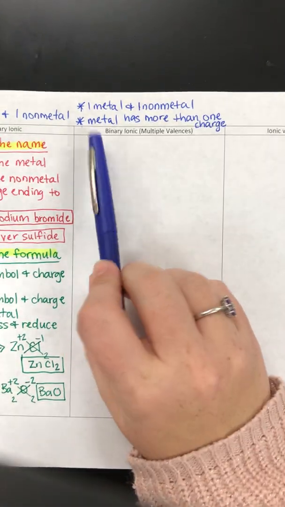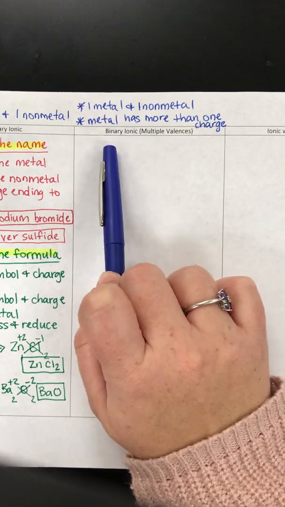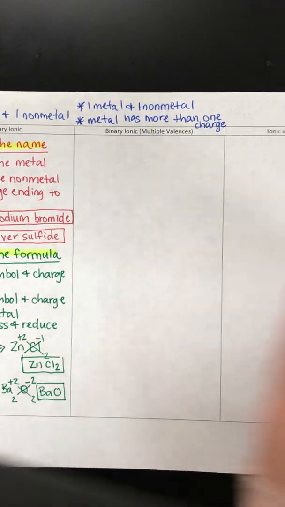So previously, so y'all can see that a little bit better. Okay, so it's still a metal and a non-metal, still something from the left and something from the right. It's still 2 total things, still binary. But this time your metal is gonna have more than one charge.